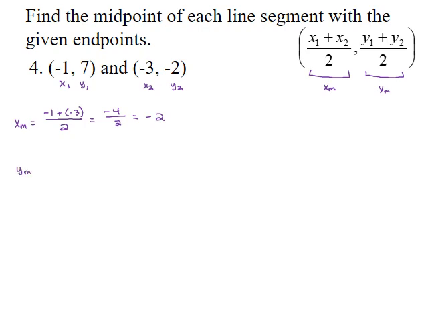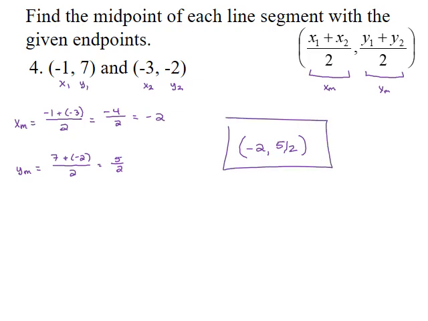Doing the exact same thing for my y values, if I add those together, it would be 7 plus -2 over 2, which comes out to be 5 over 2, which doesn't simplify. So when you put your answer, as you can see back up here in the formula, it is in an ordered pair. So we actually have the point (-2, 5/2). That is the point that forms the midpoint.